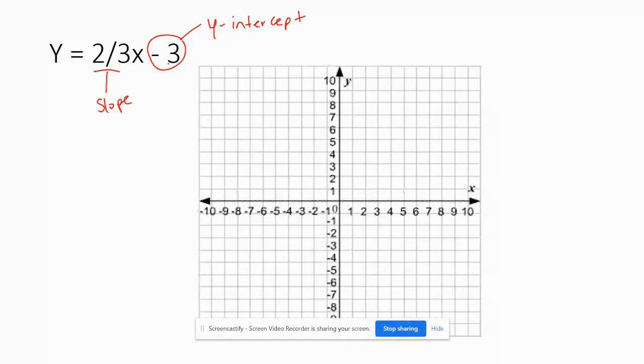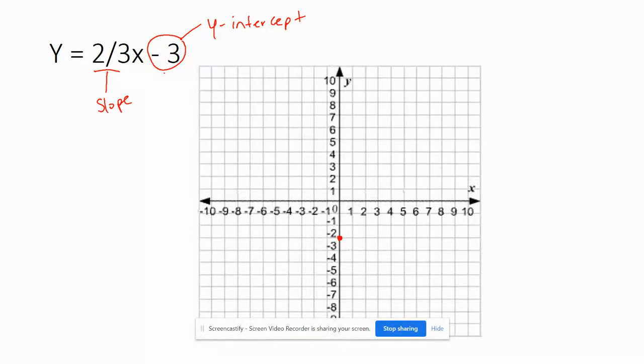Let's start off by graphing the y-intercept. We should know where -3 is on the y-axis. So -1, -2, -3 is right here. Don't let these numbers throw you off. Just look at the lines. That's obviously a line there. 1, 2, 3. So this is -3 on the y-intercept, so our function is going to go through this point.